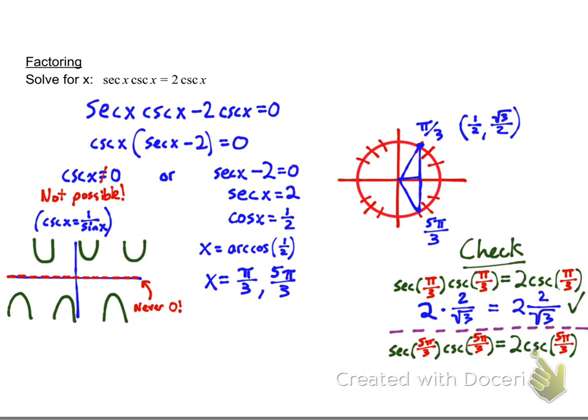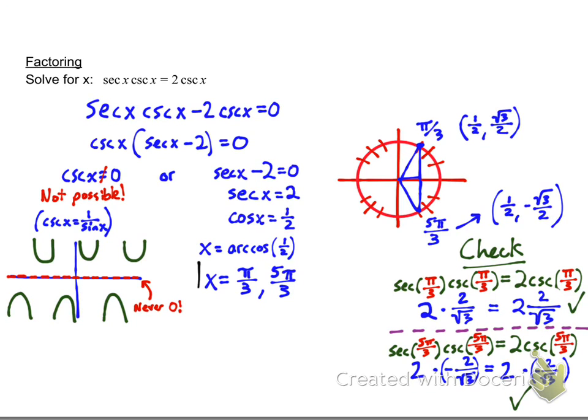You can check again with 5 pi over 3. And when you do that, you notice that we get 2 again for secant of 5 pi over 3. And the cosecant this time is negative 2 over root 3, because it's the reciprocal of sine. But again, that doesn't matter because those 2 are equal, so they are the same. So we checked that both of them are correct, so those are the correct answers, pi over 3 and 5 pi over 3.